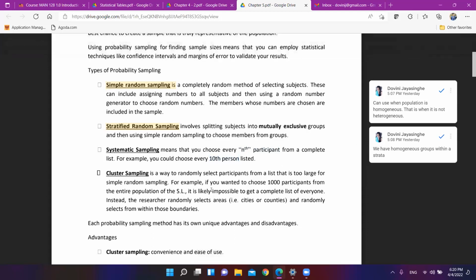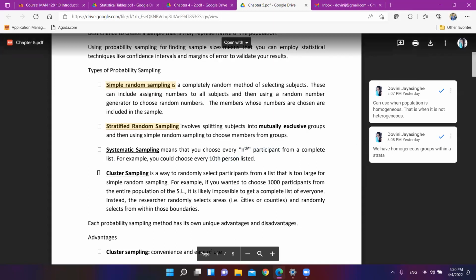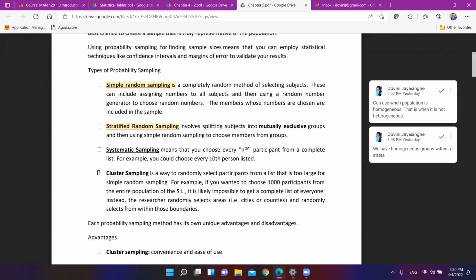Cluster sampling comes to the story when you have a large number of people in the population and you have to draw a sample.